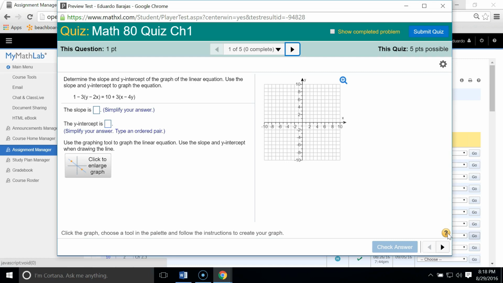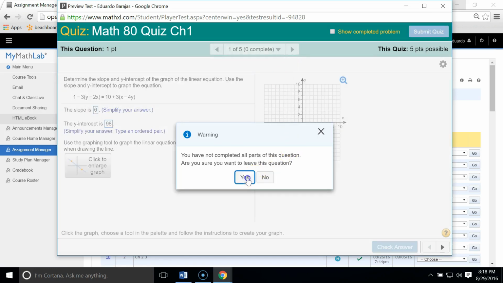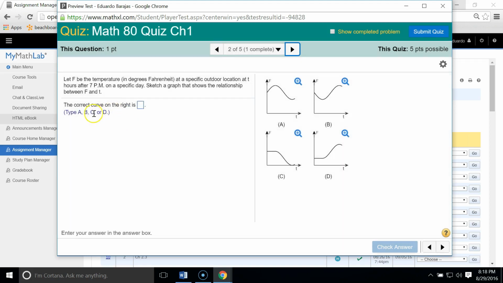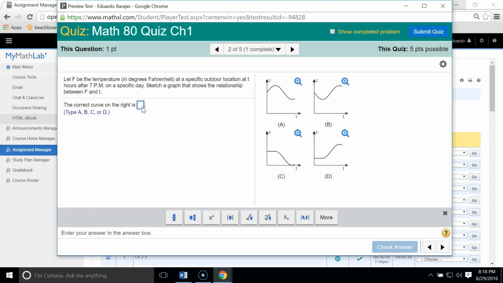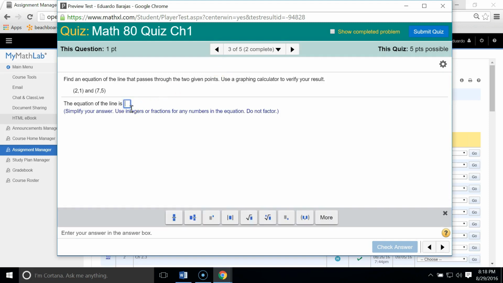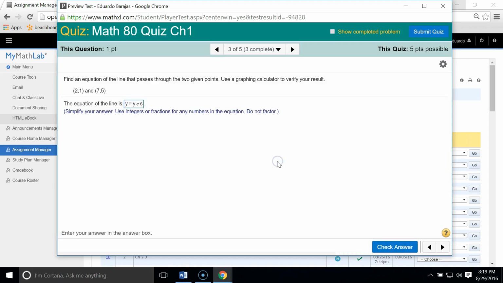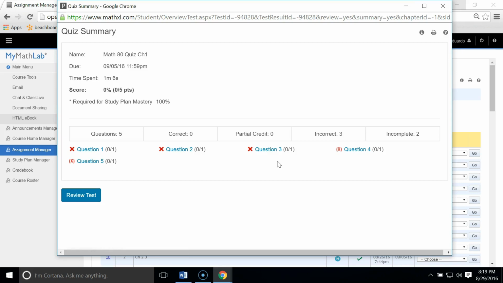The way this works is that you input whatever answers you think are right here. Like, I think the answer is 6. The answer is 8.98. And then you move on to the next question. Okay, you haven't completed all the parts, I don't care. I don't know. I think that's the answer. Moving on. The answer is y equals yes. I don't know. So I'm done with it. When I'm done, I have to hit submit quiz. And then, yes, submit the quiz, even though I haven't even looked at the other ones. And then, of course, I got them all wrong.